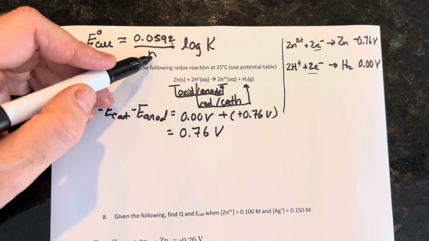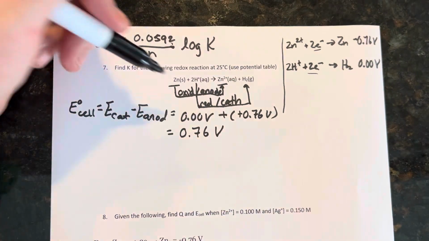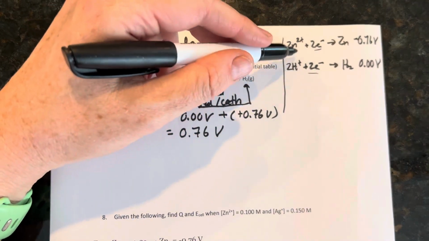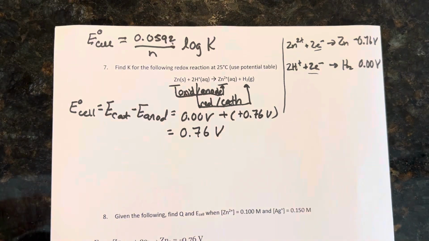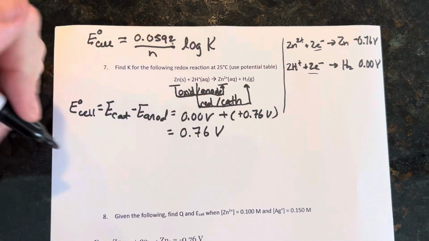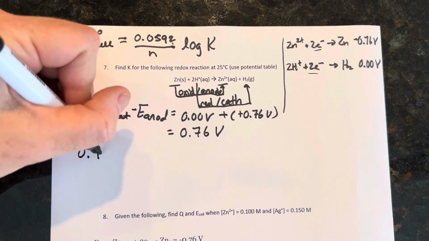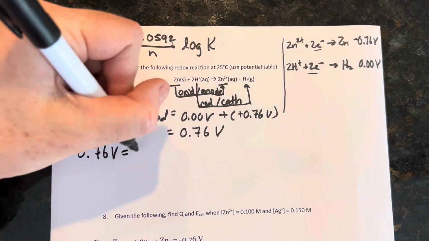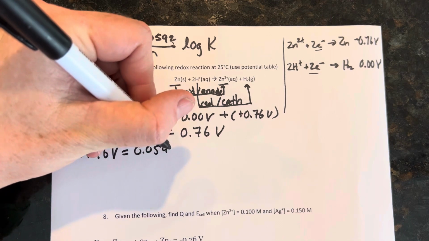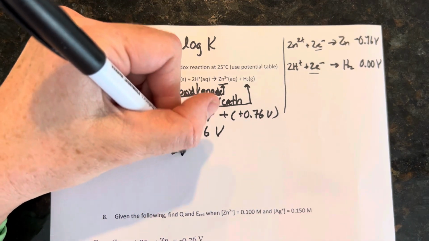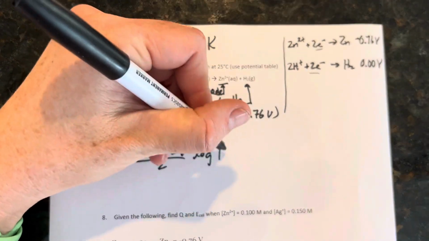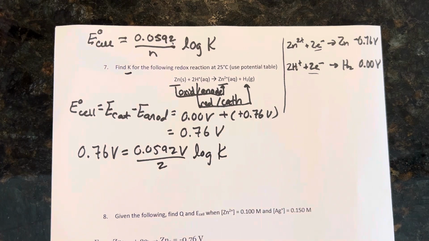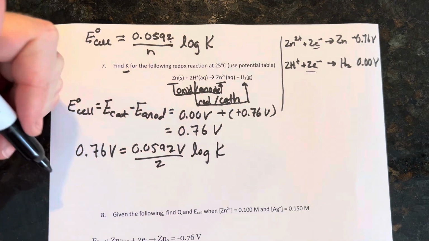Again, my n is 2, and that's just because these half reactions, I don't have to multiply them by anything to get their electrons to be the same numbers. They already happen to be the same number. Okay, so 0.76 volts is equal to 0.0592 over 2 times the log of K. And again, we're solving for K. So let's do it.